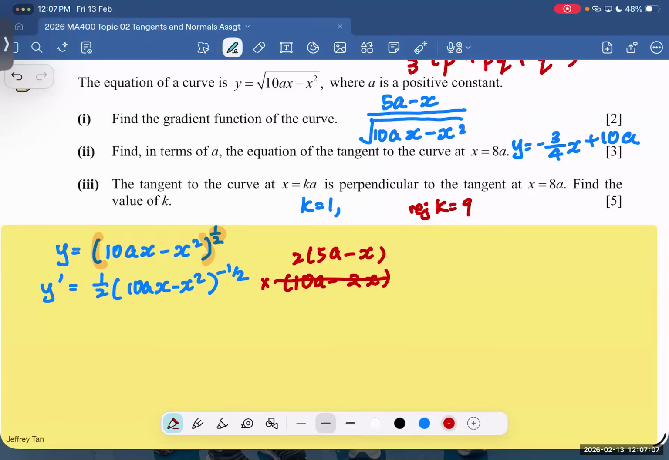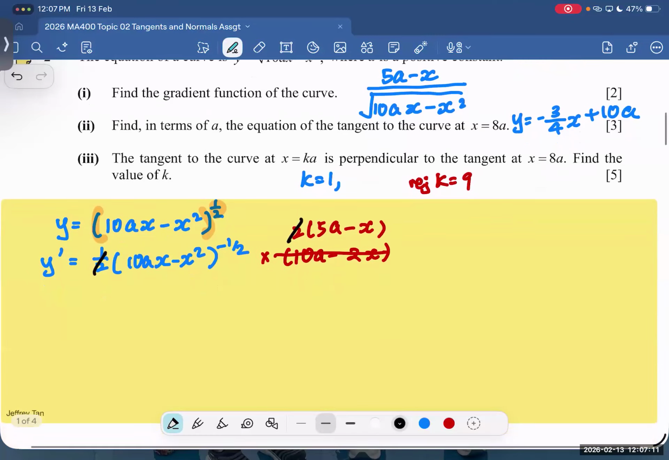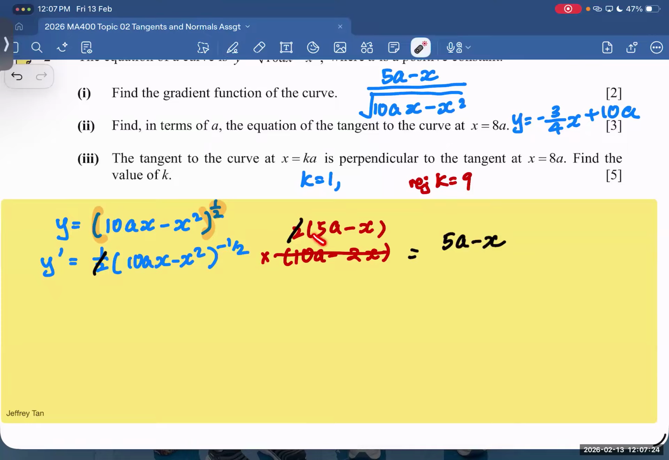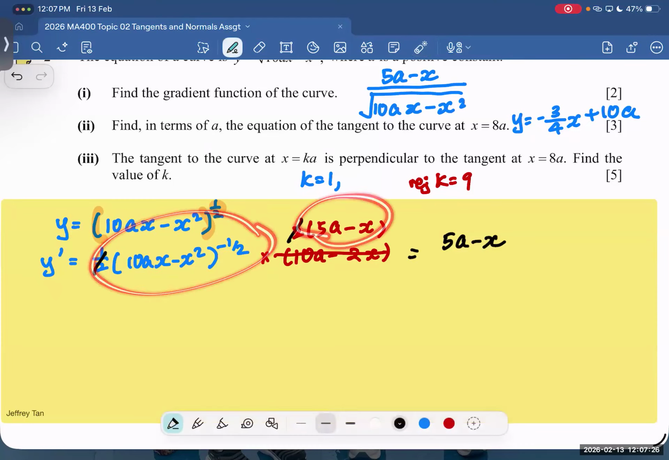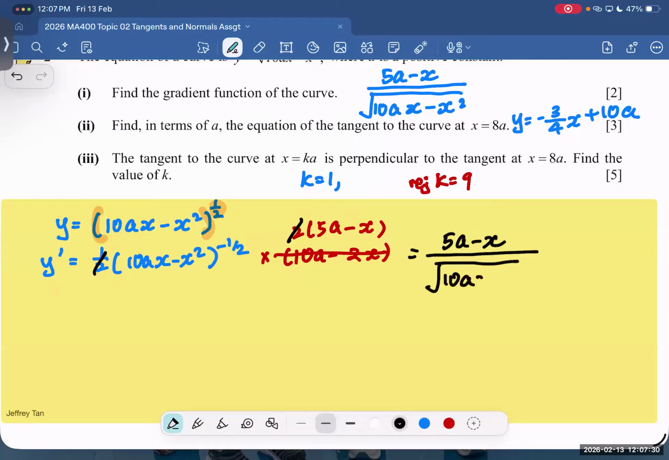Okay? Now, why do I do that? Because I want to cancel. Now, usually index form is good for differentiation, but after that, it doesn't look so pretty. So what I'll do, I put it back as a negative sign. So I'm going to write it as 5a minus x. Now here, I'll write it as a square root in the denominator. Is that okay?